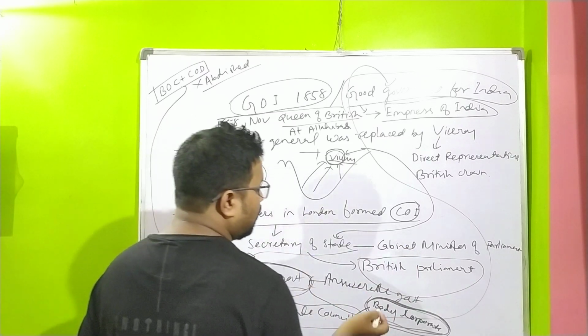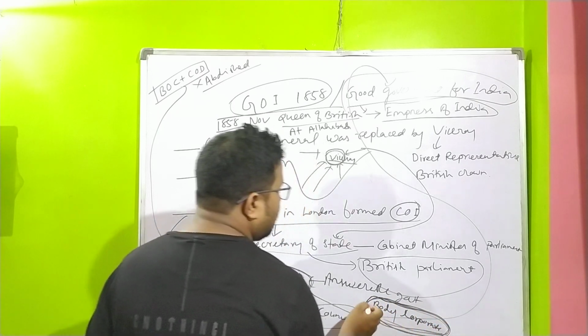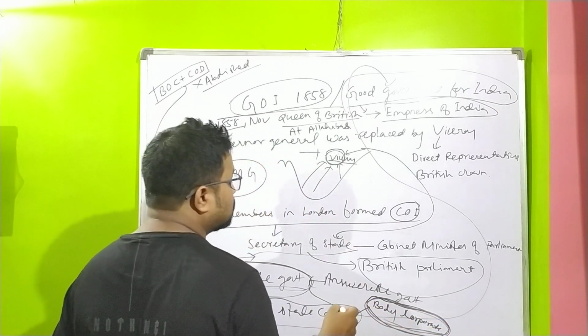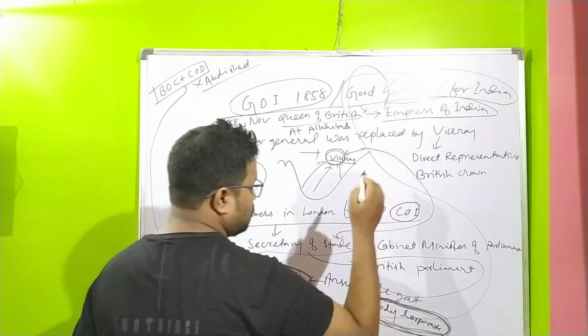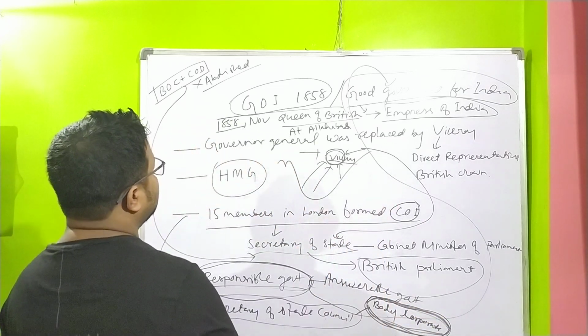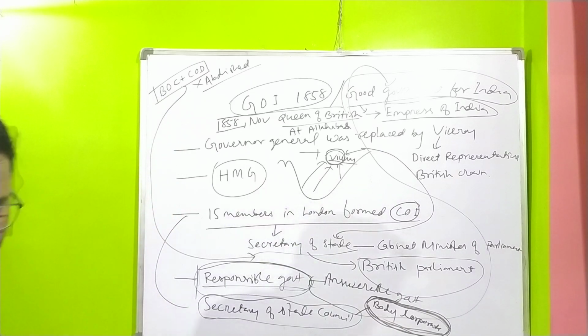Body corporate means Indians can file a complaint against them, and the Britishers can also file a case against Indians. Okay, so this was the Government of India Act 1858.